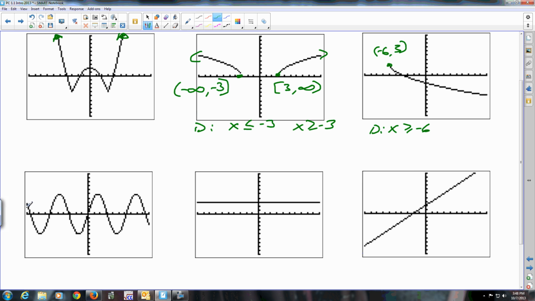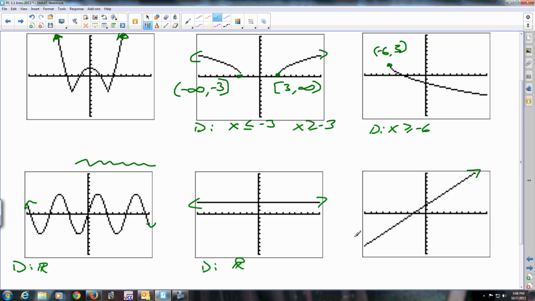Okay, this graph continues to cycle like this. It continues to do this. Can you go as far left as you want? Yeah, as far right as you want. Yeah, absolutely. So your domain looks like it's all real numbers. Okay, you got a horizontal line. Can it go as far left as it wants? Yep. Far right as it wants? Yep. Any holes or gaps in the middle? Nope. So it's all real numbers.